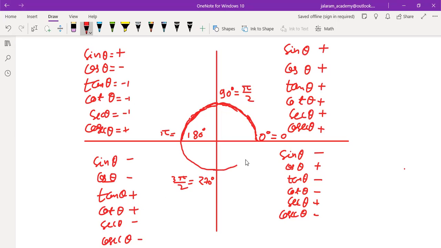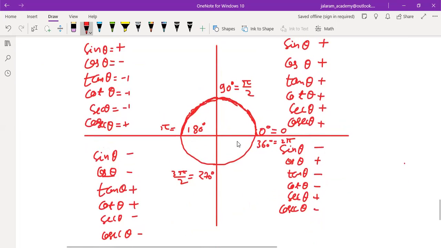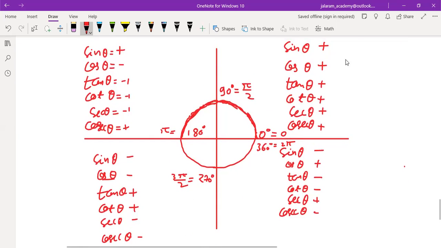And in the next, 270 degree to 360 degree, that is 2 pi, only cos theta and sec theta are positive and all others are negative. So this method will be used in solving the other questions of our assignment. So first of all, copy this. And it can be simply learned by a rhyming abbreviation.